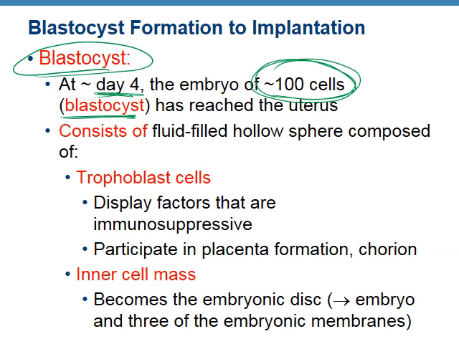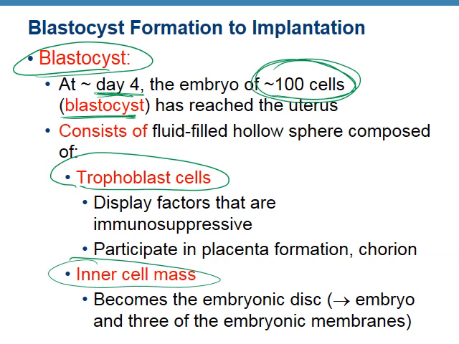When you see the image coming up, you're going to see that there are certain cells that are called trophoblast cells, and then there are certain cells that are called the inner cell mass. So these trophoblast cells are important because they're going to form those structures that we saw in the very first slide that form the placenta and the chorion.